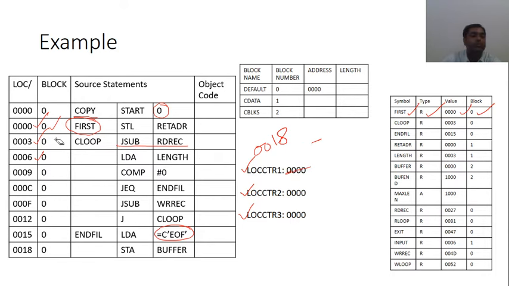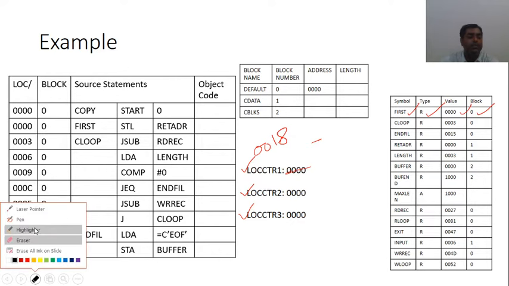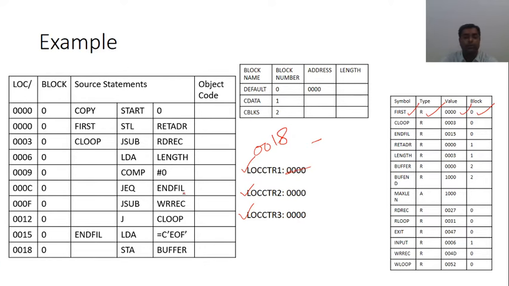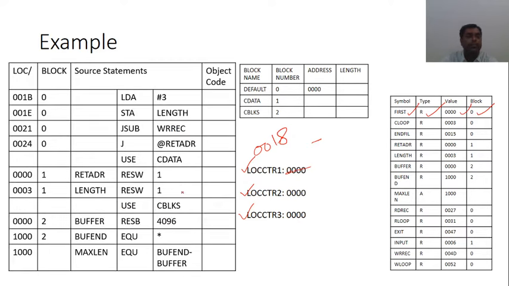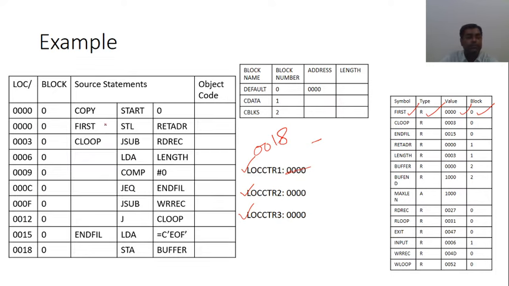Now, next part of the program is... now you can see here after this instruction 0018, this is also written in format 3. So, our location counter value becomes 001B.